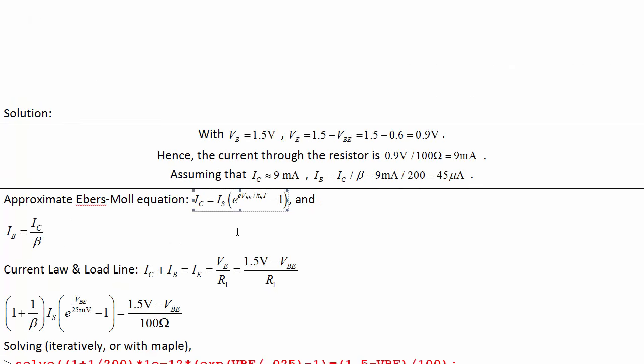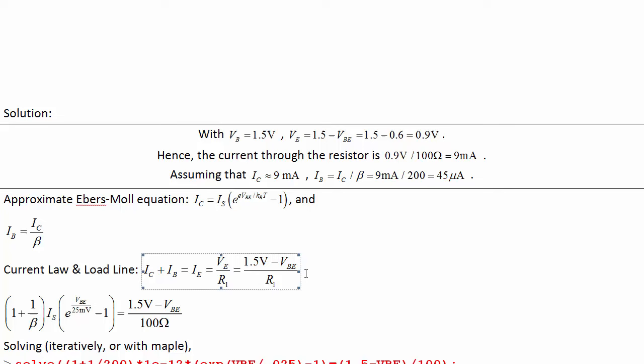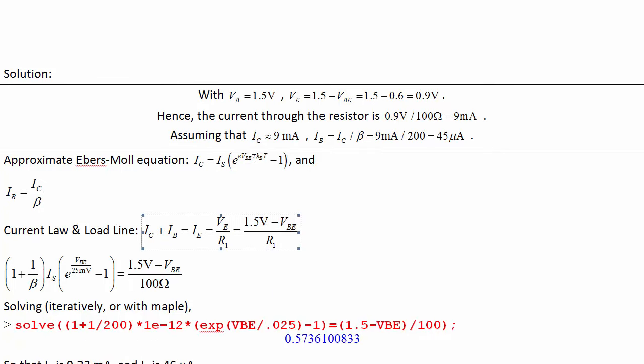And the VBE is going to determine the collector current. Now, once we've got that collector current, we can relate that back to the base current through beta. So let's come up with the equations we've got. The collector current plus the base current is the emitter current. And we know the emitter current is 1.5 minus VBE over R1. That's the load line on the emitter side of things. And since we know that the collector current is equal to this diode term that depends on the base-emitter voltage, we've got a usual diode-looking thing that we can solve for the base-emitter voltage.